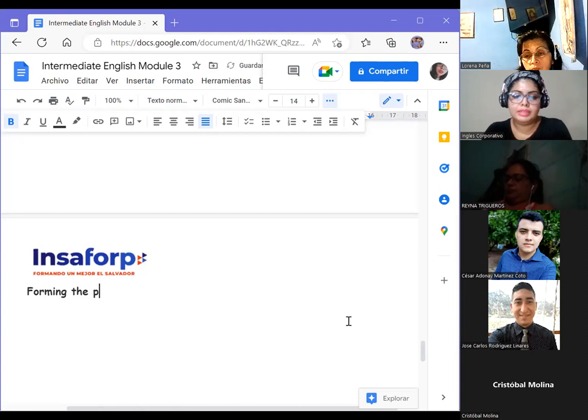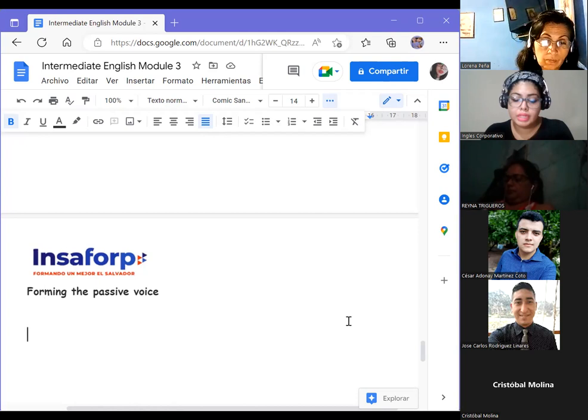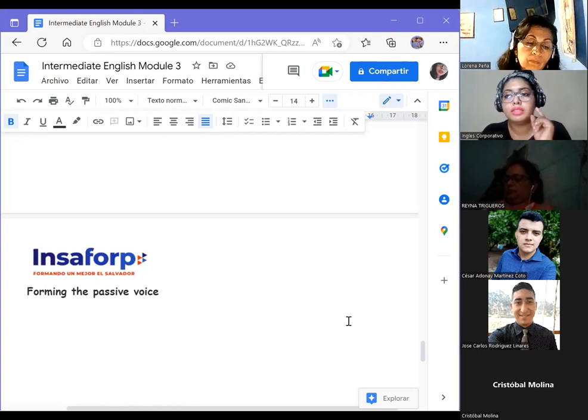Forming the passive voice. It says the passive voice is not a tense in English. It has its own passive voice, which is created by using a form of the auxiliary verb to be plus the past participle. So that is the thing that we need to keep in mind. It is not a tense.